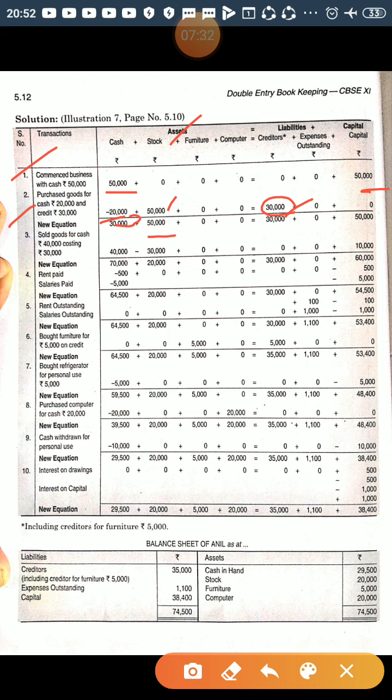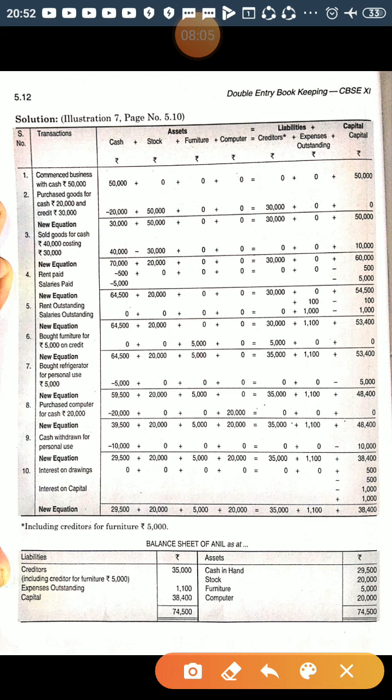Stock is 50,000 and creditor is 30,000 and capital is 50,000. Rest is 0. Now next transaction is sold goods for cash 40,000 costing rupees 30,000. So stock is decreasing. So stock will be deducted, 30,000 deducted, and we are receiving cash of 40,000. It will be added to the cash, and at the same time we are having a profit of 10,000 that will be added to the capital, right?